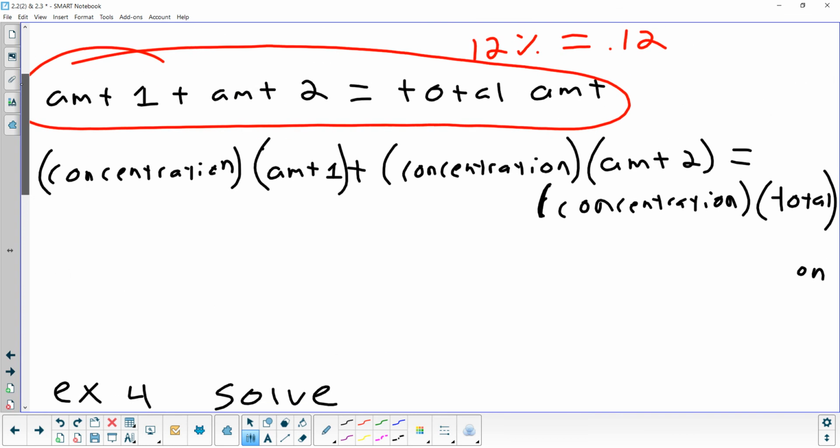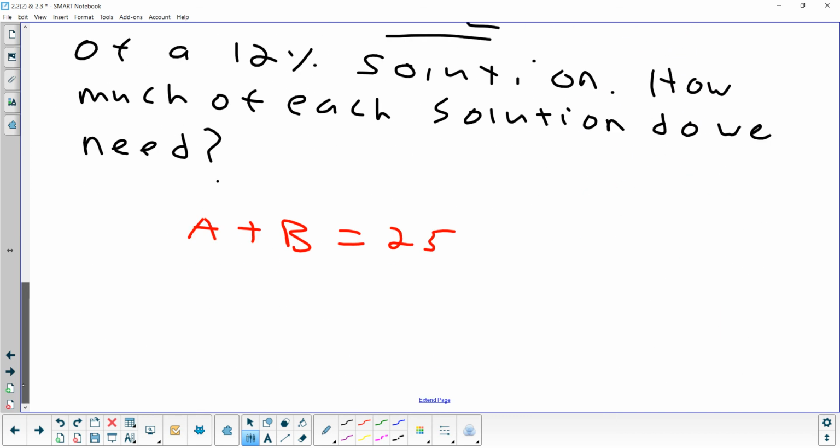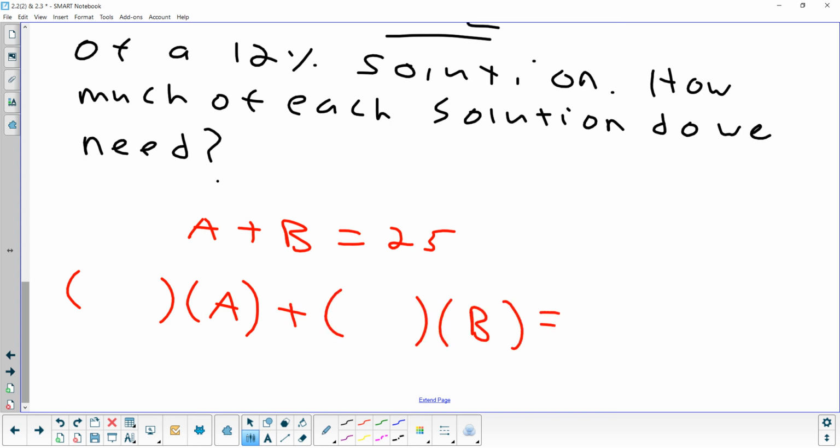All right, so concentration times amount plus concentration times amount equals concentration times amount. So let's write that down. Concentration times our amount. Concentration times our amount. Final concentration, final amount. The final concentration they want is 12%. The final amount, I think it was 25 liters.